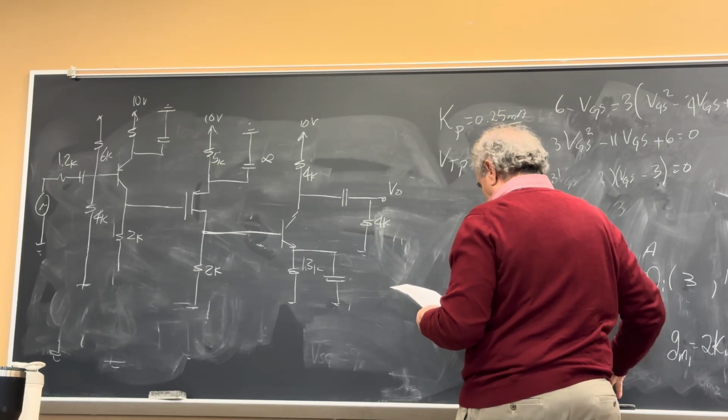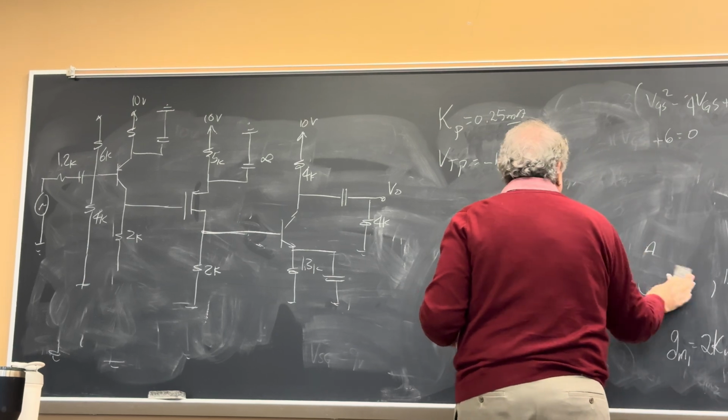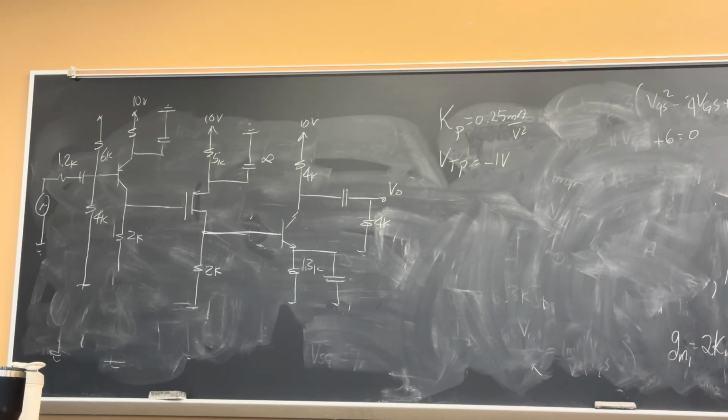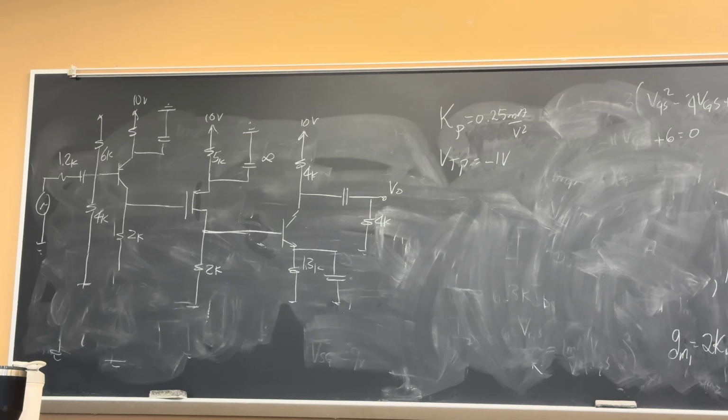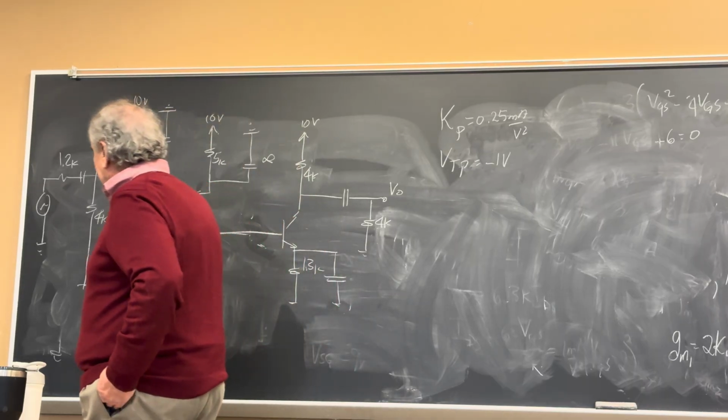Well, the rest, ignoring out, and beta is equal to 100. Solve this problem. Where do we start? Let's start with base voltage. Okay, 4 volts.